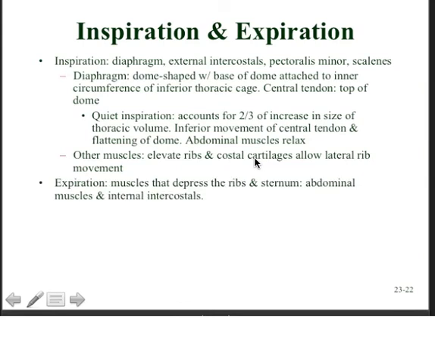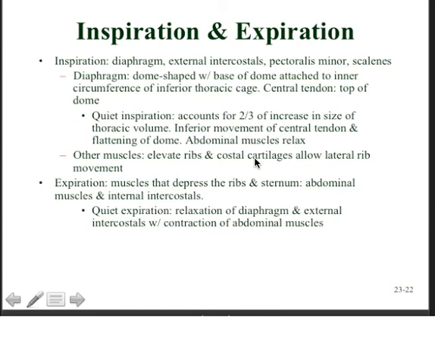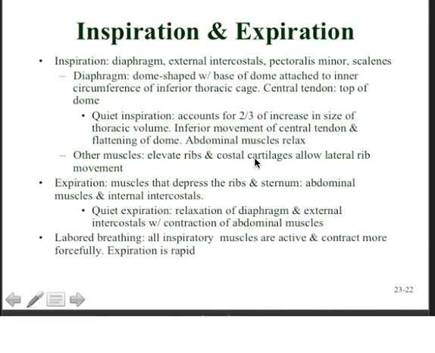Expiration involves muscles that depress the ribs and the sternum. These include the abdominal muscles and the internal intercostals. In quiet expiration, we have relaxation of the diaphragm and external intercostals with contraction of the abdominal muscles. In labored breathing, all inspiratory muscles are active and contract more forcefully, and the expiration is more rapid as well.